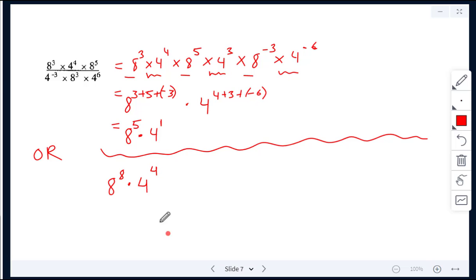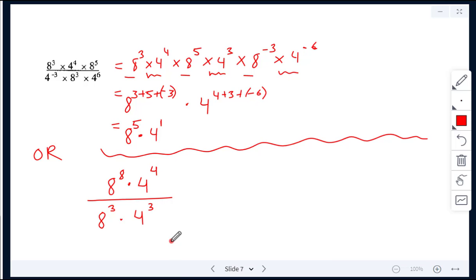So that's the numerator. And then looking at the denominator, we can collect 4 to the power of negative 3 and 4 to the power of 6. So we're adding those. We would leave the 8 to the power of 3. And then we have 4, negative 3 plus 6, which is 4 to the power of 3.